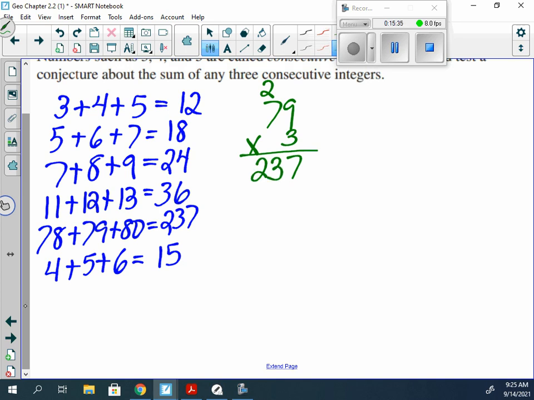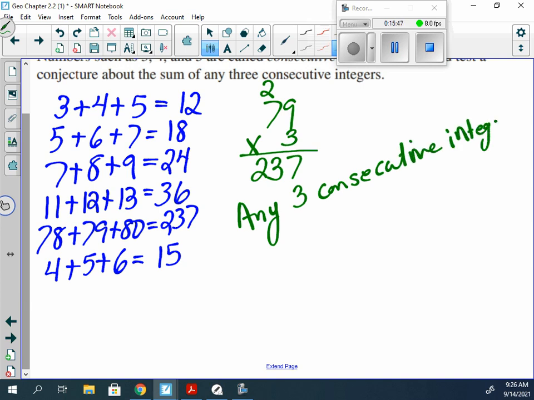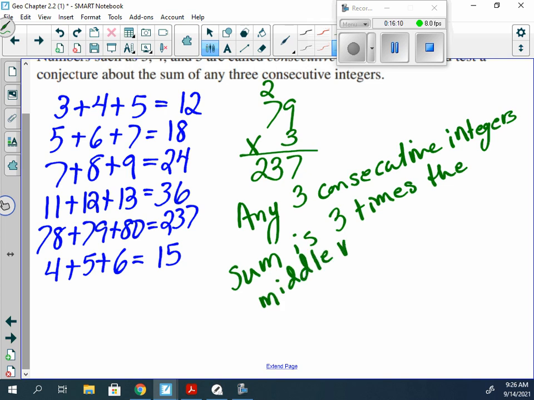So really, we can say that any 3 consecutive integers, we would say the sum is 3 times the middle number. And that'll work every single time.